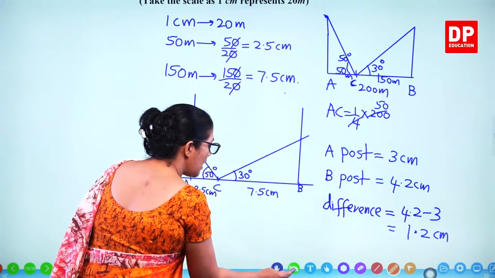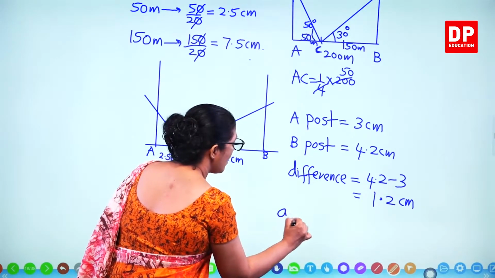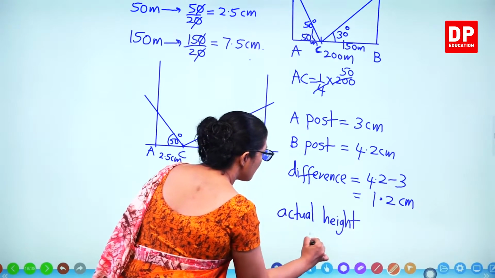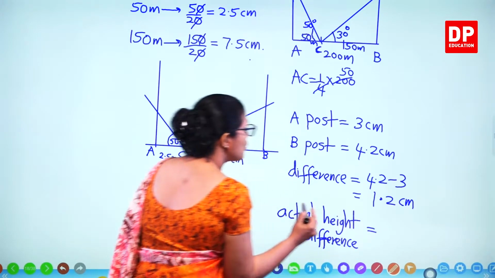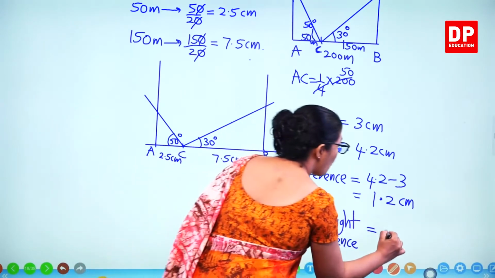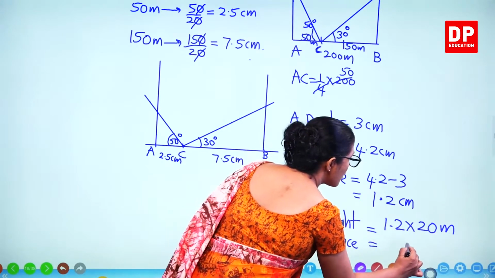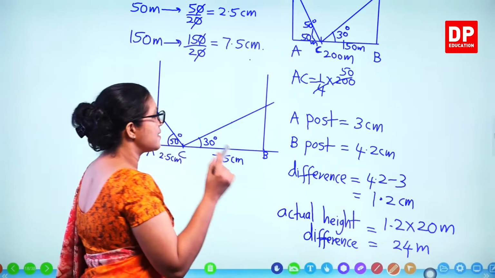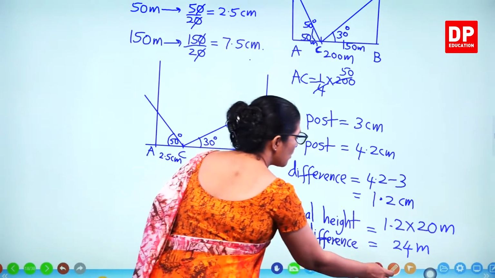But the actual height difference is equal to, we need to multiply by 20, 1.2 into 20. That's in meters. So 2 times 2, 4, 2 times 1, 2. 24 meters is the actual height difference. So that's the full question.